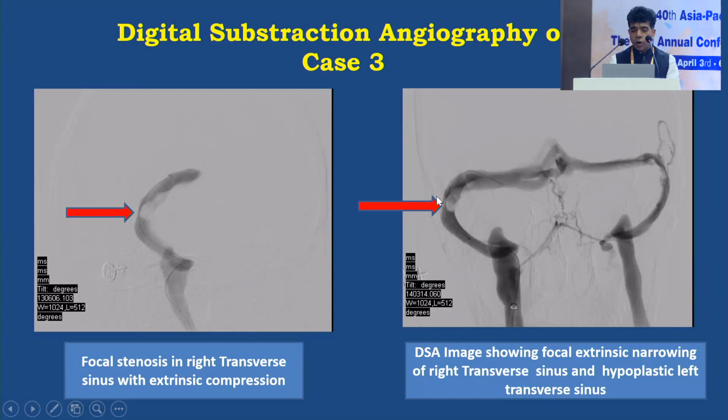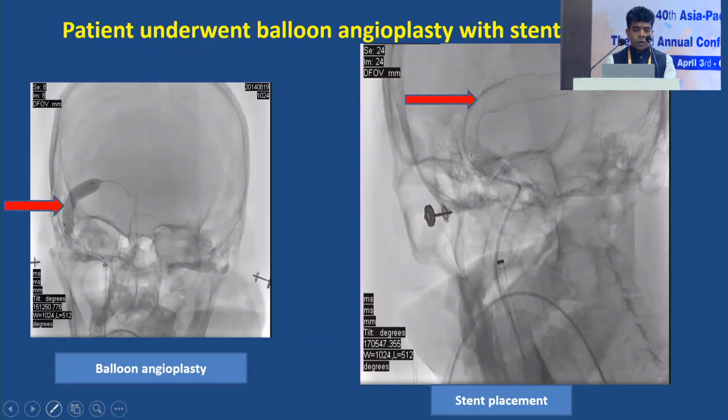And this is when you have filled the dye, and this is coming over here. So this is exactly the transverse sinus, and it is going into the superior sagittal sinus. Now what happened? This is what was done. The patient underwent balloon angioplasty with stent placement. This is the balloon over here, you can see very well. This is the balloon to dilate the stenosed part, and this is the mesh.